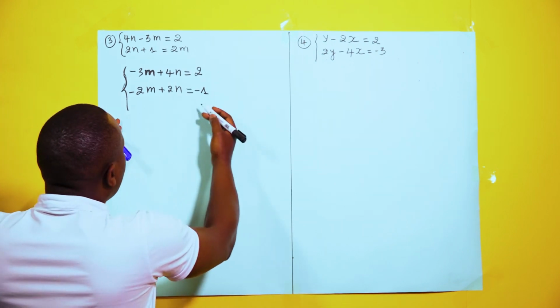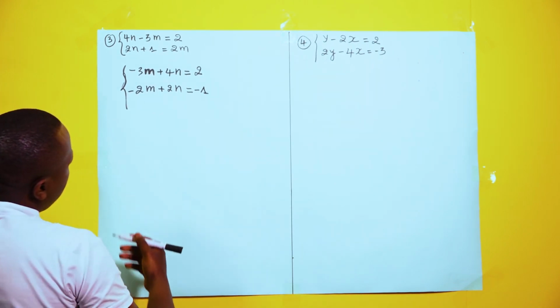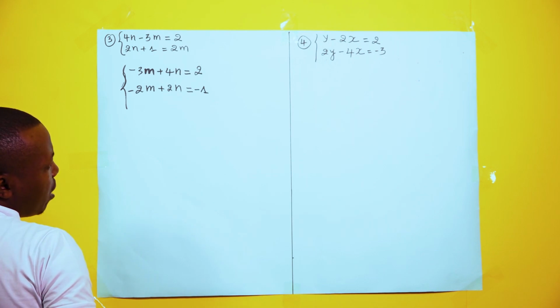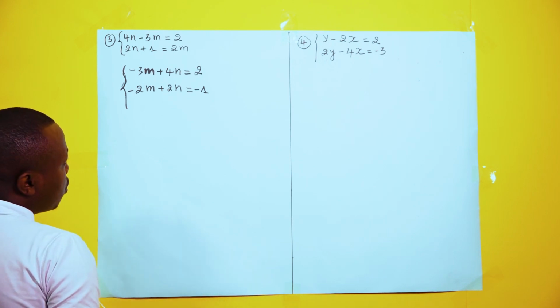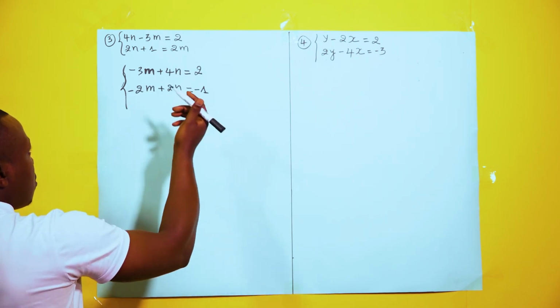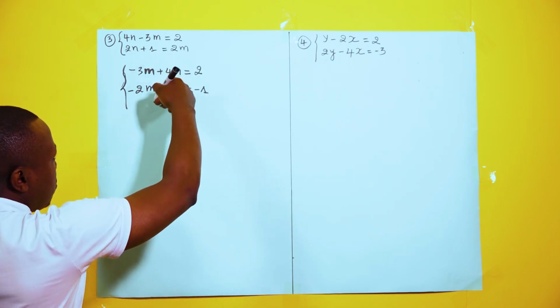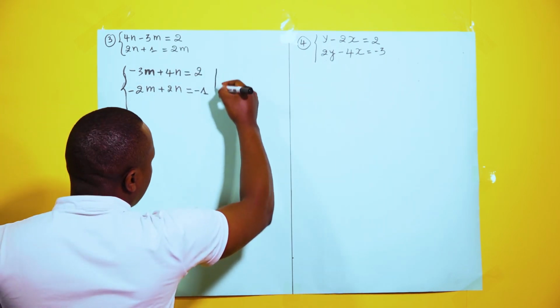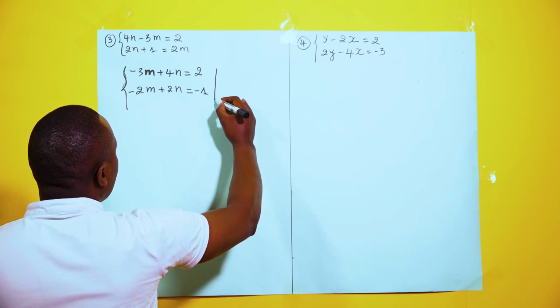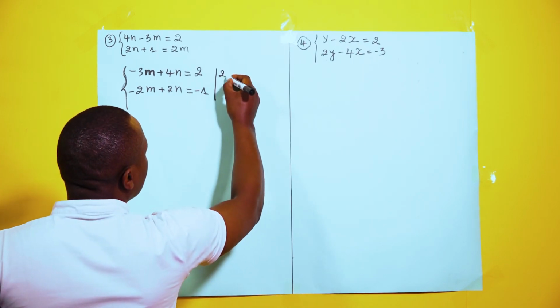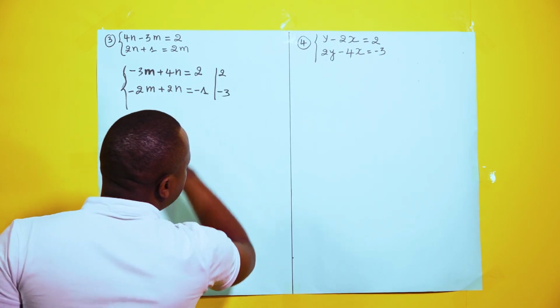So, let us try to eliminate one of these variables, m or n. Which one can you choose? You can choose to eliminate m. Let's eliminate m. So, we are going to multiply here by 2 and here by negative 3.